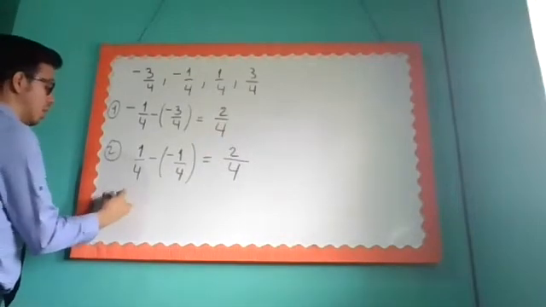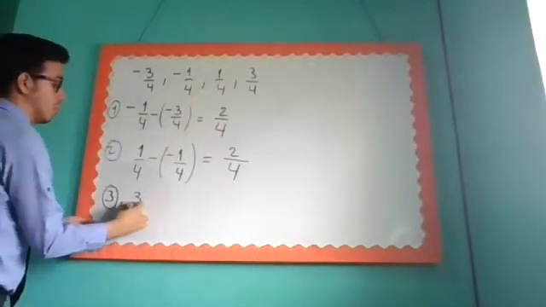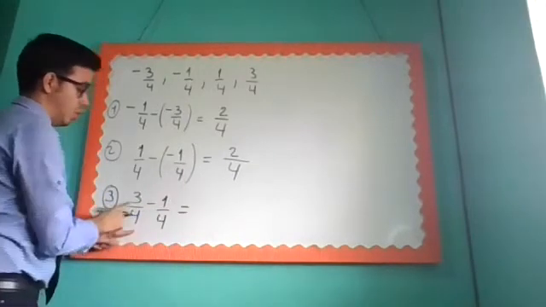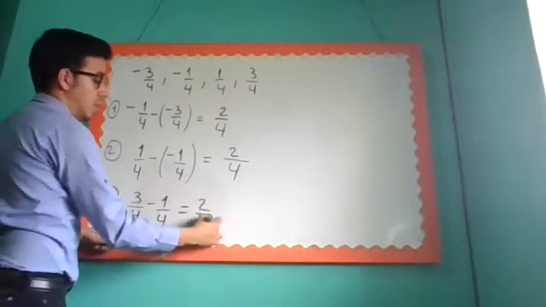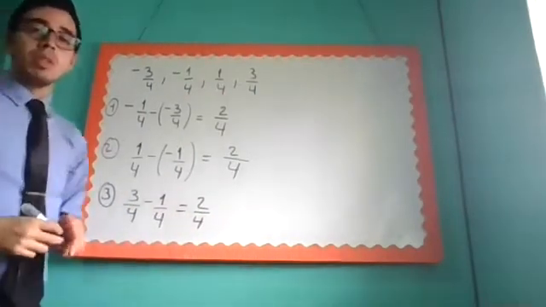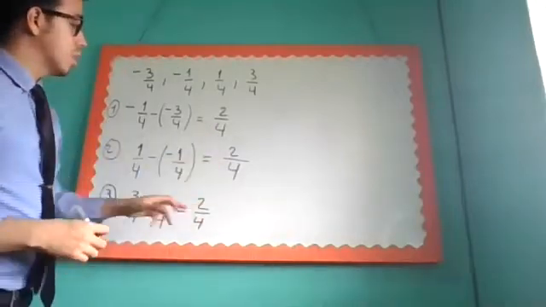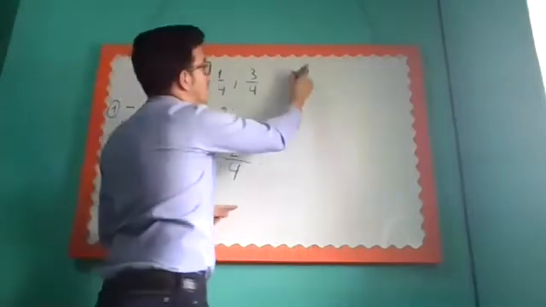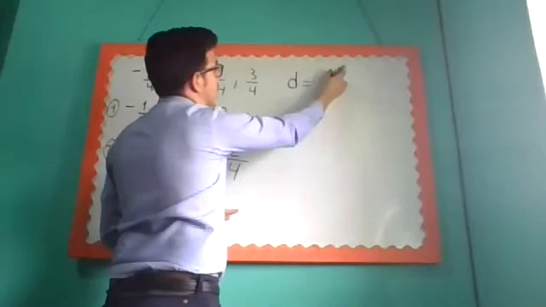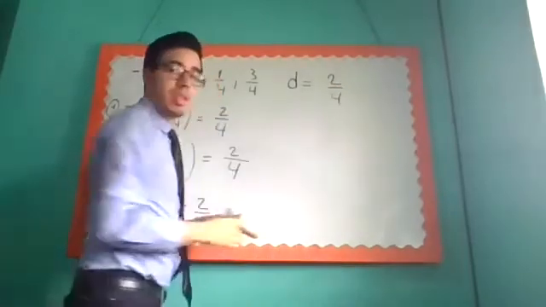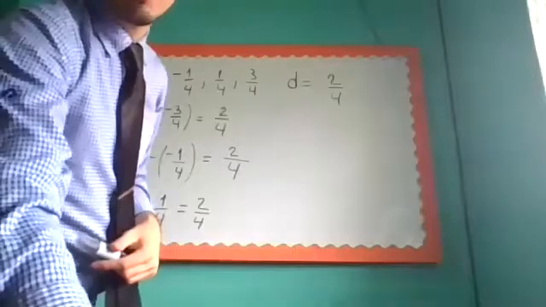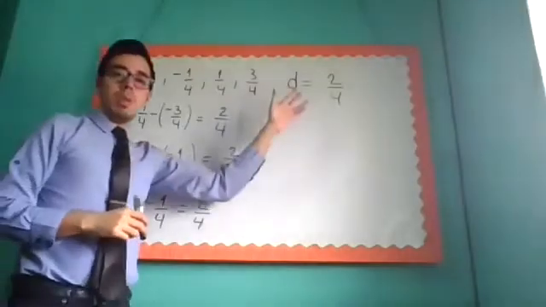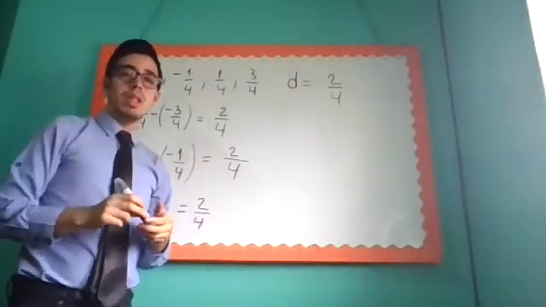So in number 3, we subtract 3/4 minus 1/4. 3 minus 1 is 2, and you copy the same denominator, so it's 2/4. So you have the same difference. You have already identified the common difference. The common difference D is 2/4. Guys, keep the microphone deactivated, please. Okay, D is 2/4.